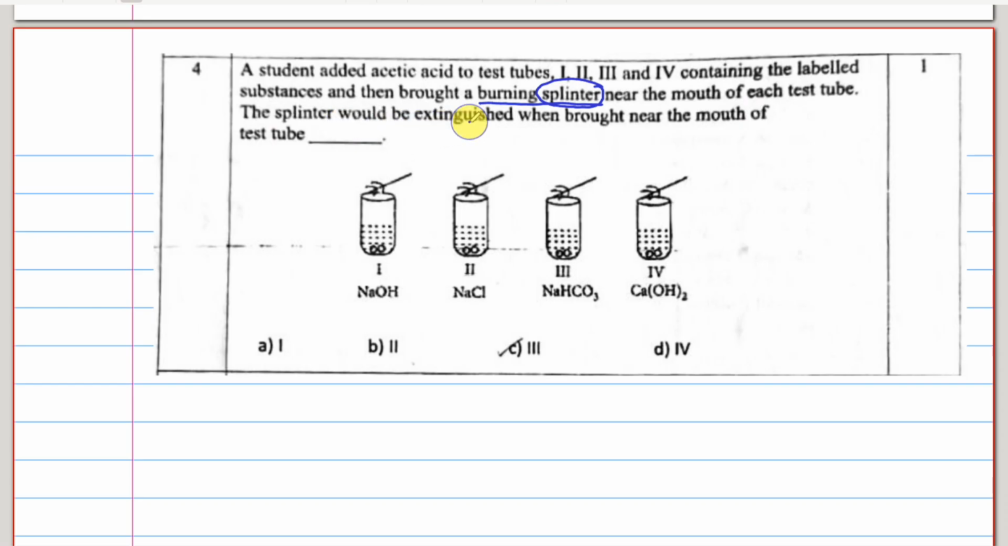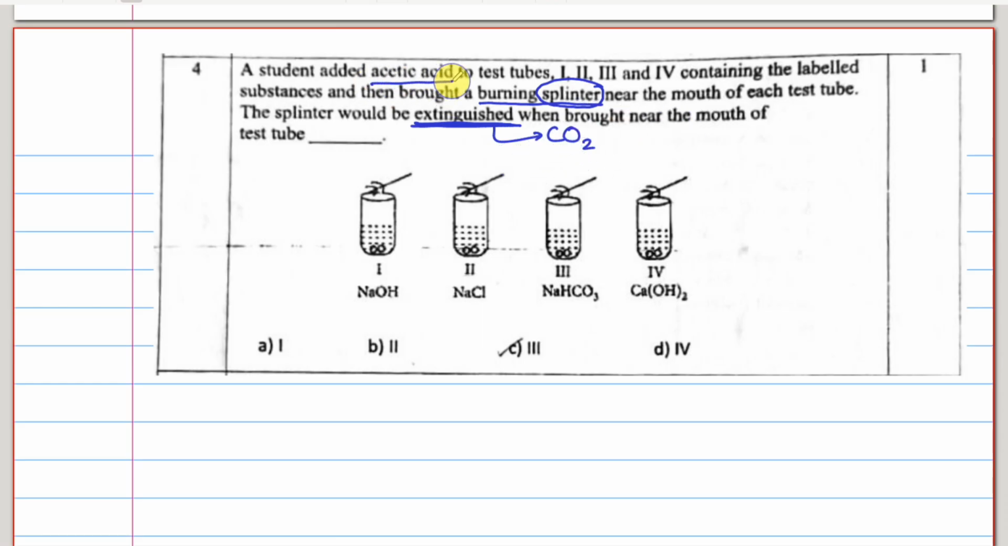The splinter would get extinguished. The keyword is it was burning and now it has gotten extinguished. Which gas is used in extinguishers? We know that CO2 gas is used in extinguishers, right? So CO2 gas is extinguishing the burning splinter. So that means the test tube in which this extinguishing of flame is taking place must be releasing carbon dioxide gas.